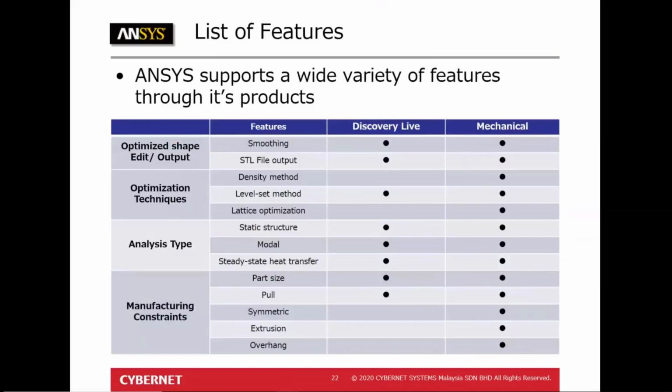As you can see, for the optimized shape output, both Discovery Live and Mechanical are capable of producing smooth geometry and STL file output. Smoothing basically means a cleanup process of the generated STL file of the optimized shape. The rest of the features, however, ANSYS Mechanical is clearly more feature-rich, like I mentioned before. So having the features such as lattice optimization, extrusion constraint, and so on, users can virtually get the desired shape easily, as long as the input is correct.